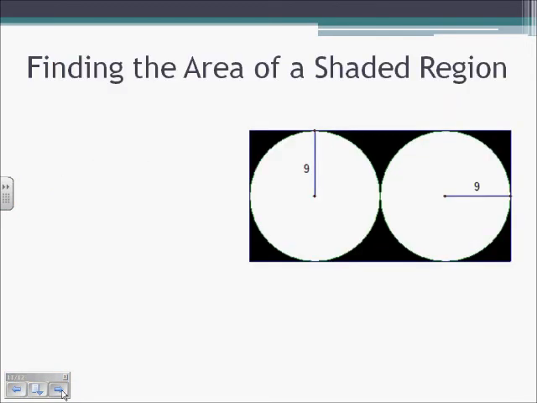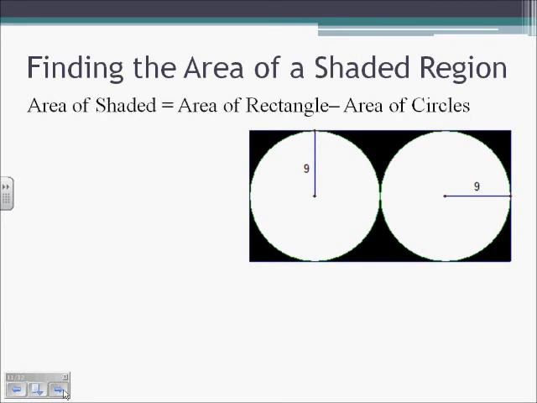Again, we're asked to find the area of the shaded region. Here we notice that the shaded region is a rectangle with 2 circles taken out of it. So we need to find the area of that rectangle. And if we notice, the base is going to be 4 radii long, which is going to end up being 36. The height is going to be 2 radii long, which we're showing there. So that's going to be 18.